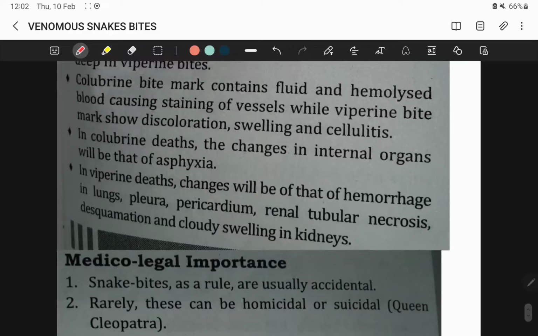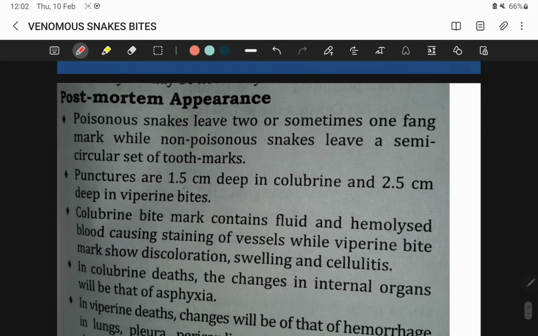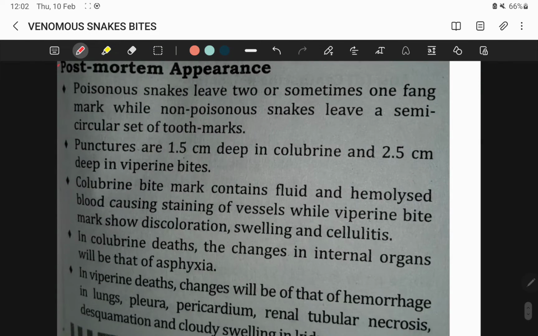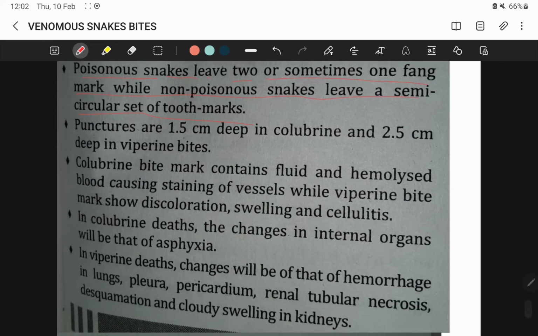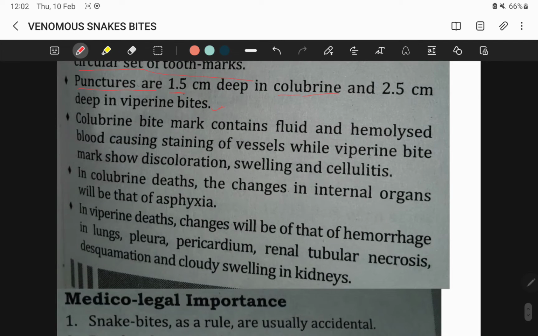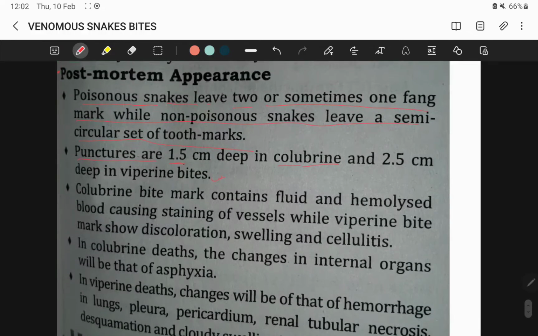Now the most important part of snake bite is the post-mortem appearance. We read this in forensic medicine and toxicology. In post-mortem appearance, a poisonous snake leaves two or sometimes one fang marks, while a non-poisonous snake leaves a semicircular set of tooth marks. You can see the bite mark. Punctures are only 1.5 centimeter deep in colubrine and 2.5 centimeter deep in viperine bites. That should also be taken note of in the post-mortem appearance.